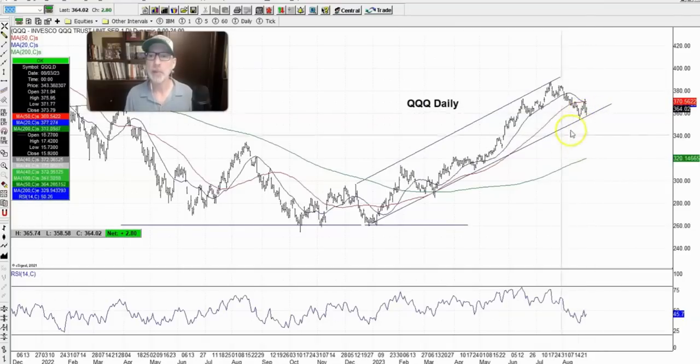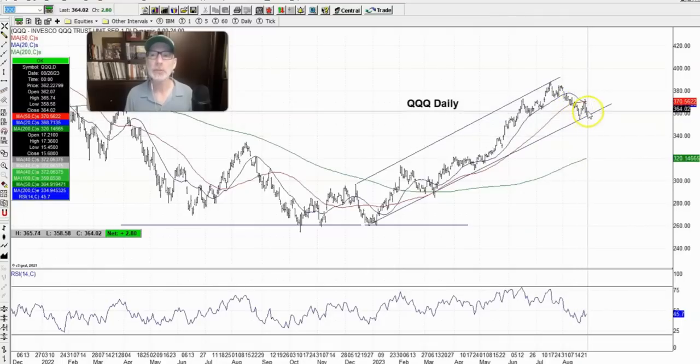You know that it should bounce based on where it's been trading for the last 7-8 months or so. It's been contained in this channel here. So more likely than not, the market will bounce and turn higher. If it doesn't, it will fall through.